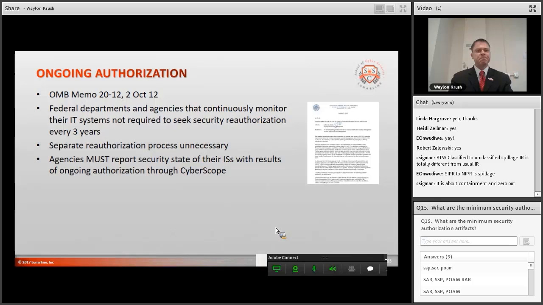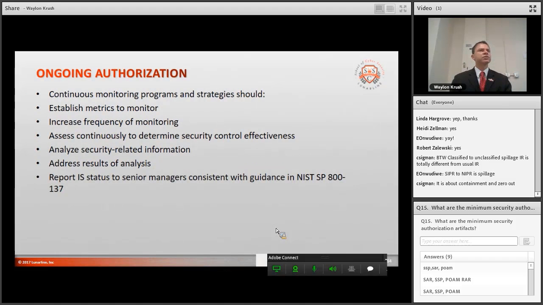And then agencies must report security state, and this is the test question, of their IS results to ongoing authorization through CyberScope. So ongoing authorization, continuous monitoring program strength should establish methods to monitor. Which NIST special publication covers security metrics? This is going to be on your test, but it's good to know. 855, NIST special publication 855. All these variables you see here will be in 855.